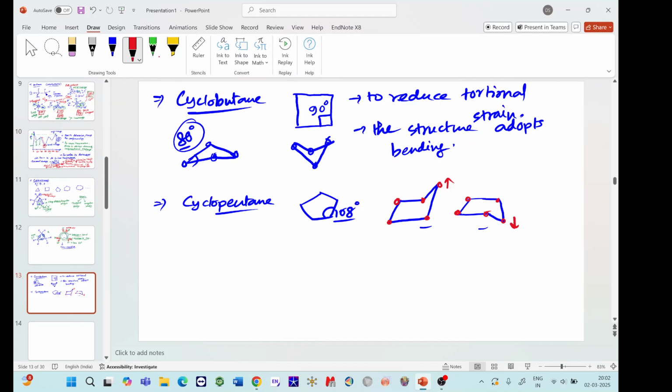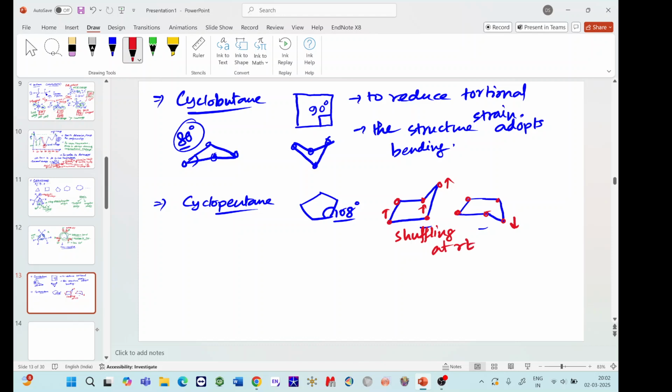So what happens at room temperature? This carbon shifts, actually. So sometimes this carbon will go to the top, sometimes this will go to the top, while the other 4 will stay in the plane. So it will shift, or shuffle, shuffling at room temperature.